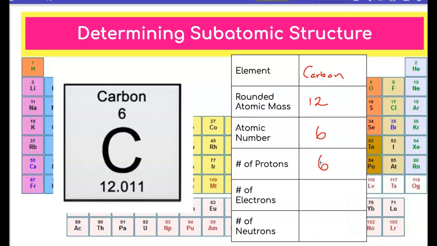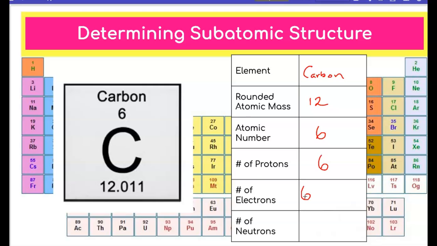So I know that protons are found in the nucleus of the atom. I'm going to color code them red, and I'm going to represent them as protons with a plus sign. Next, I'm going to determine my number of electrons. Remember that the overall charge of the atom must be equal to zero. That means that I must have an equal number of positive and negatively charged particles. That means that my number of electrons must be equal to my number of protons, which is 6. Now I'm ready to add my electrons onto my atom model.